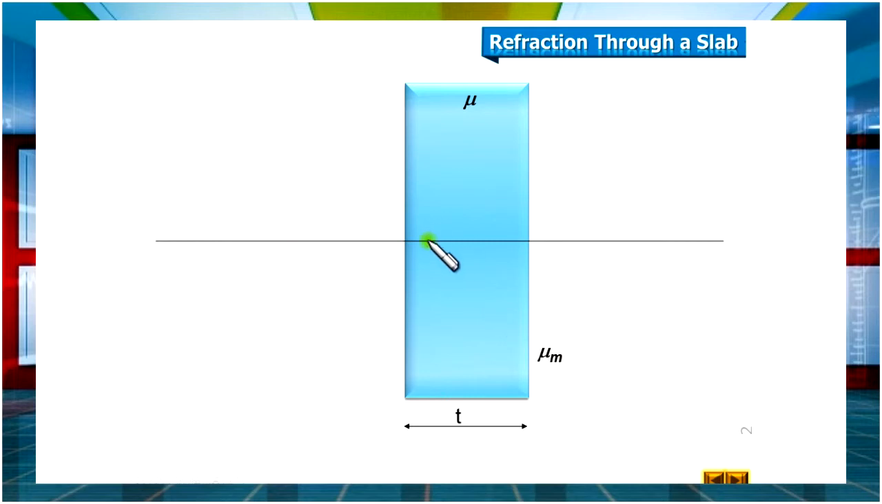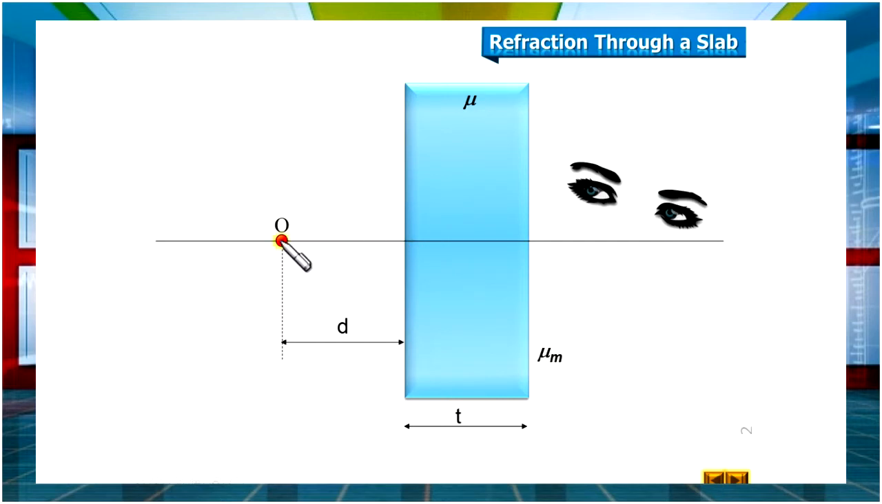medium. Now, let us place an object at a distance d from the left surface of the slab. Here, you can observe this object is placed in a medium mu m at a distance d from the left surface. Suppose an observer is located at the right side of the slab, and this observer is observing this object through this slab. And this observer is interested to find the final position of the image formed after refraction through the slab. So, let us consider the refraction of the light through this slab.